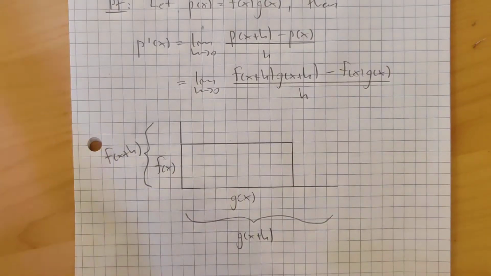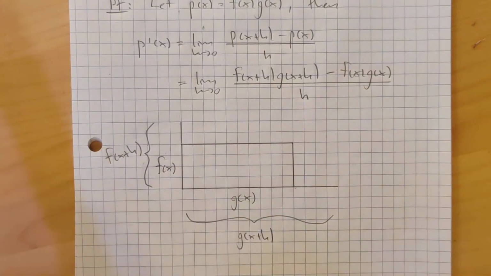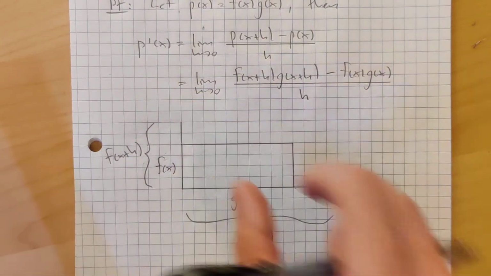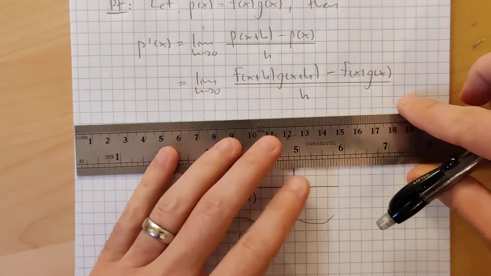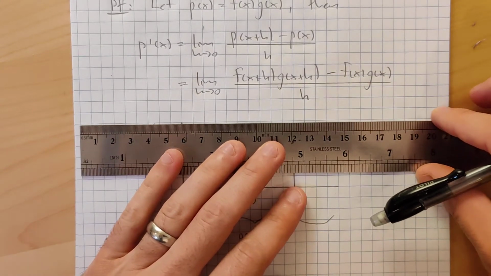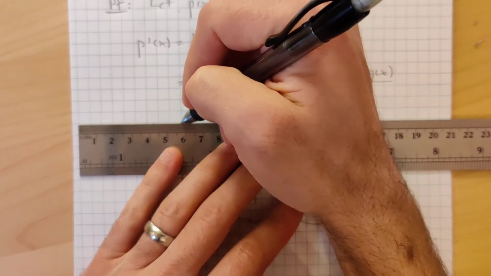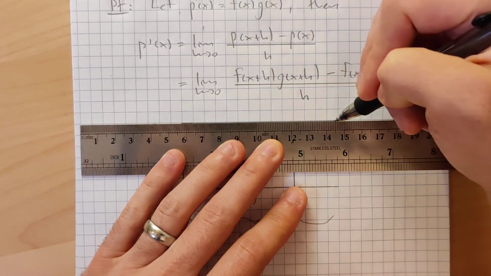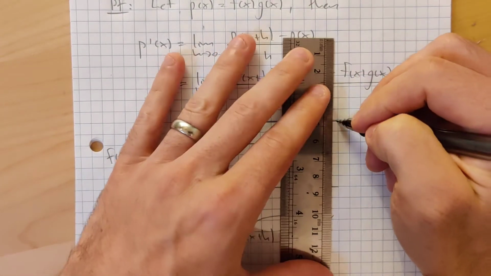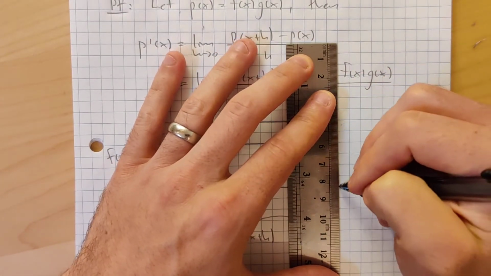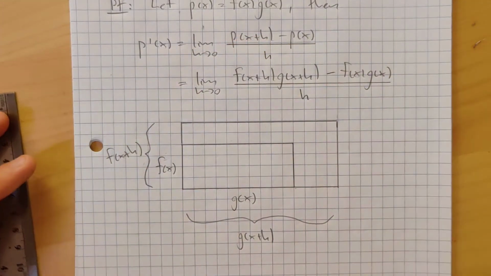So f of x and g of x, they used to be these numbers, then x changed, it grew a little bit to x plus h. Then f of x plus h and g of x plus h, let's say they grew as well. They might grow, they might shrink. But this diagram, regardless, is going to give us an idea which is going to work, regardless of what happens.